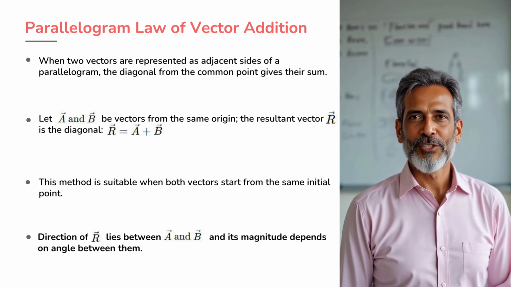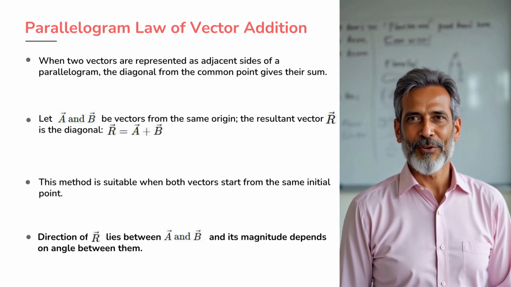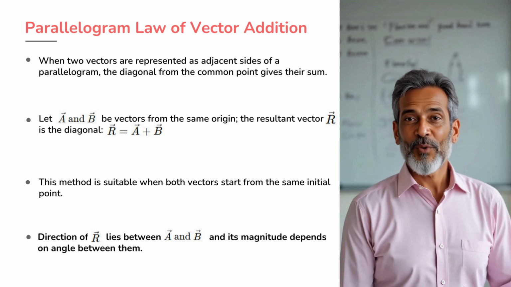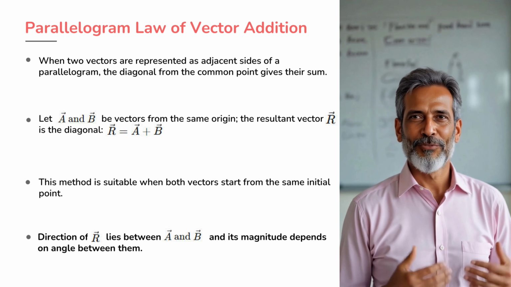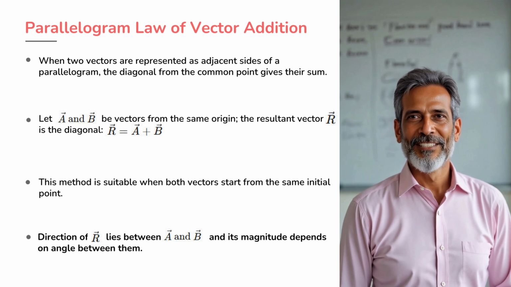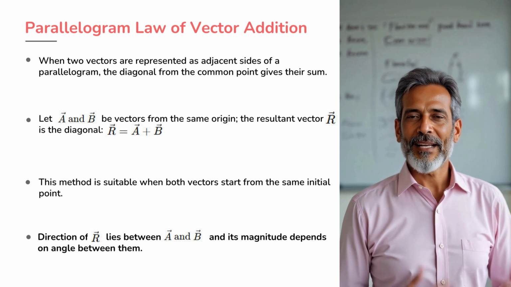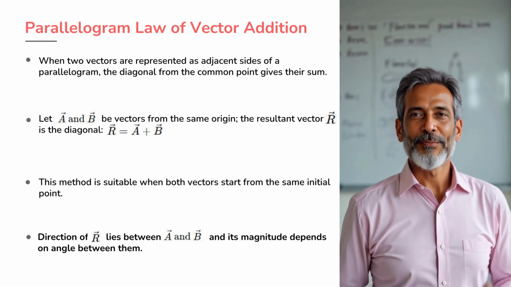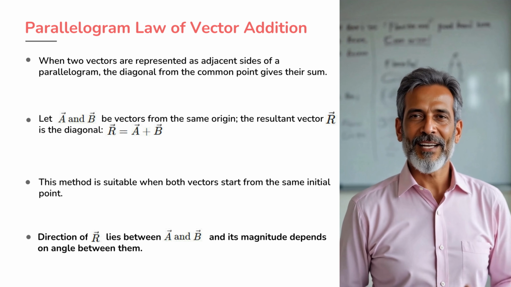This method is very useful when both vectors originate from the same point, making it easy to compare them directly. One important thing to notice here is the direction of vector R. It always lies somewhere between vector A and vector B, depending on the angle between them. Its magnitude also changes based on how wide or narrow this angle is.